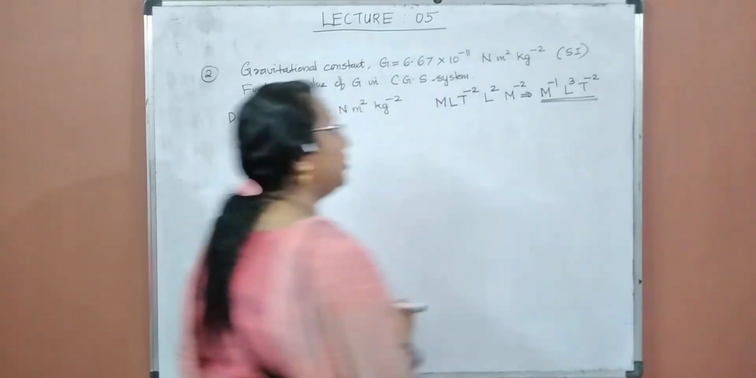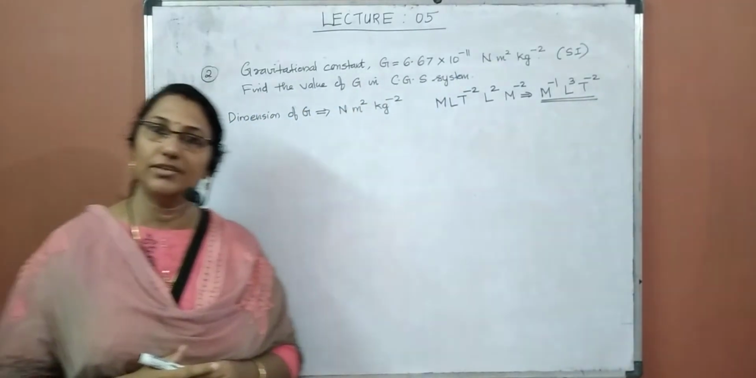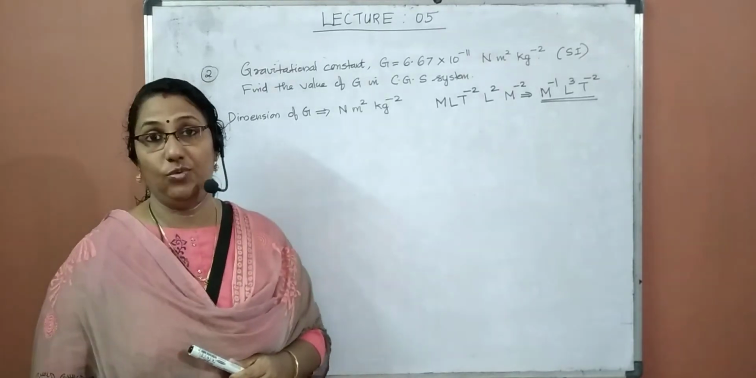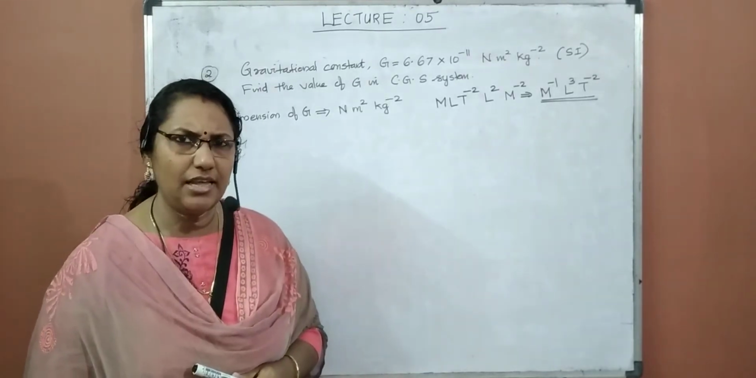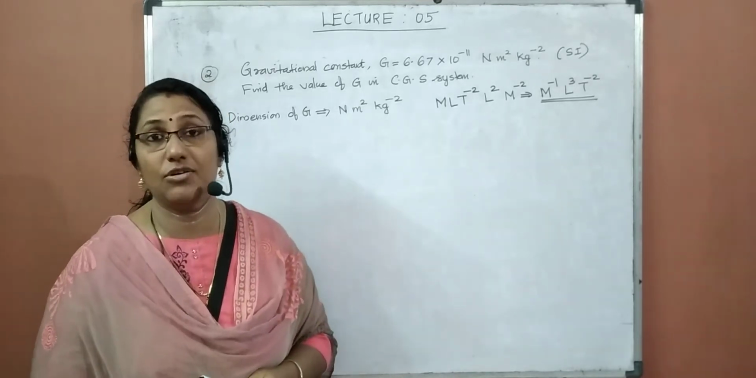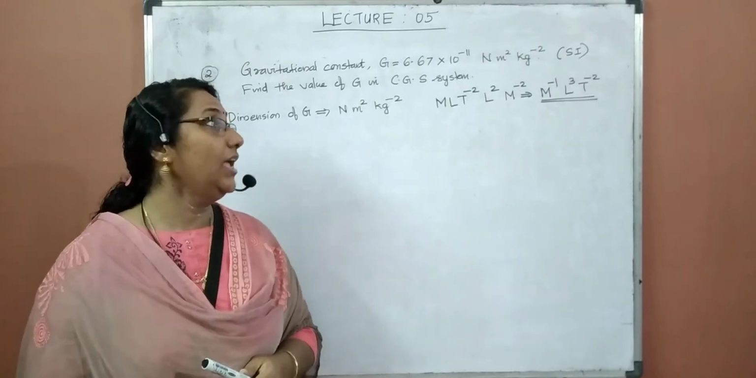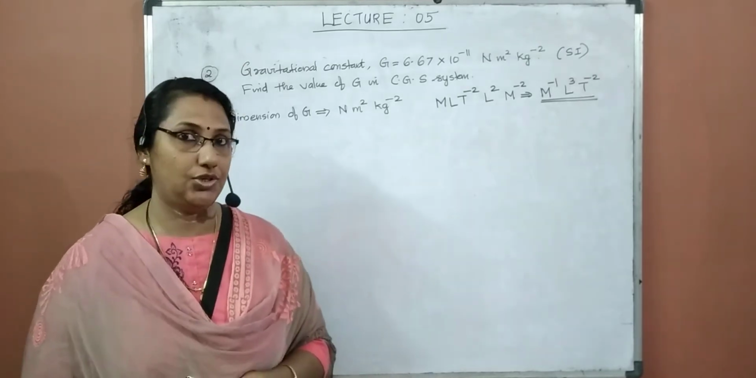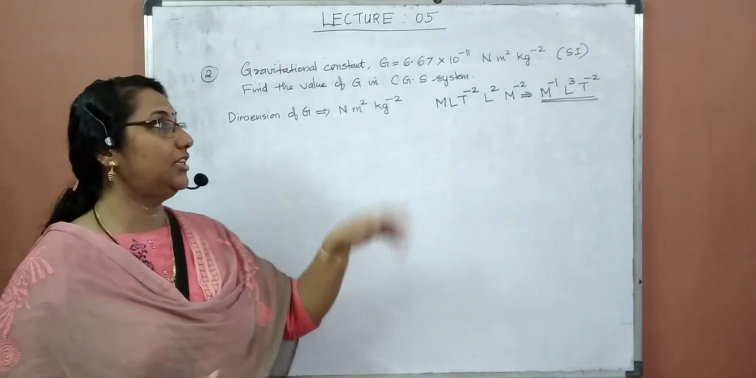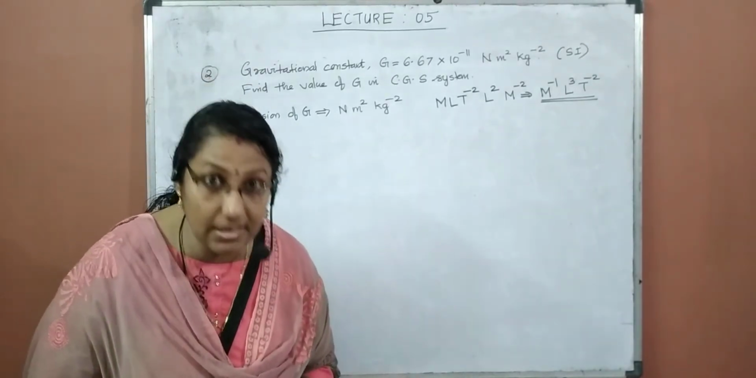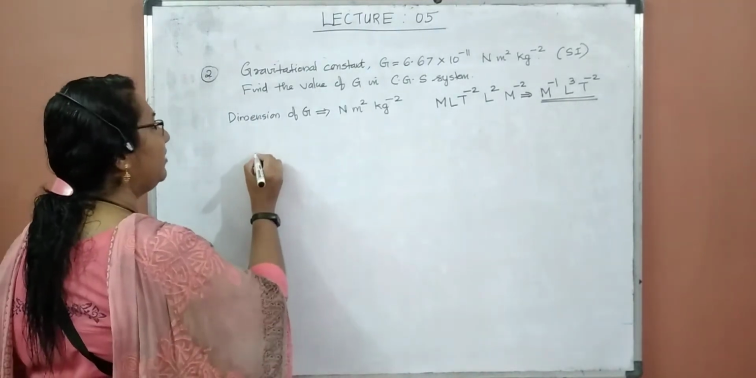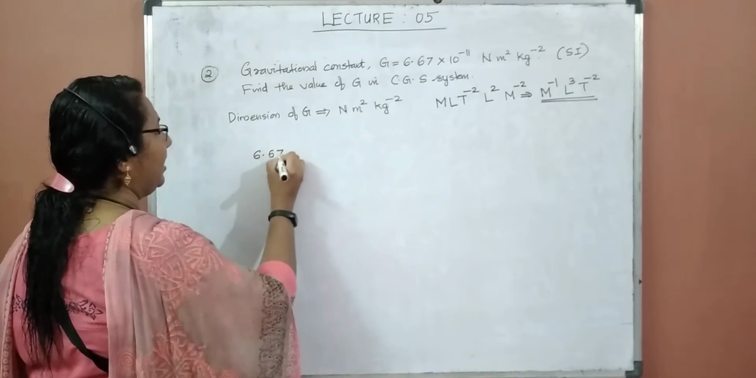So what is the dimension of the gravitational constant? It is not a quantity, but it is a constant here, but it has a dimension. What is the dimension of this gravitational constant? M raised to minus 1, L cube, T raised to minus 2. Okay. Now we get the dimension. Now we have to convert it into which unit? CGS unit. So how have we done that?